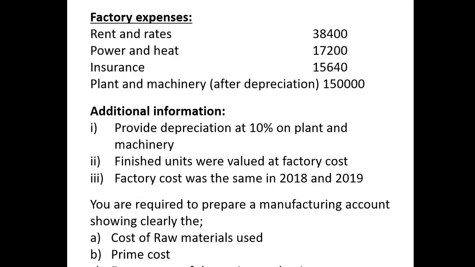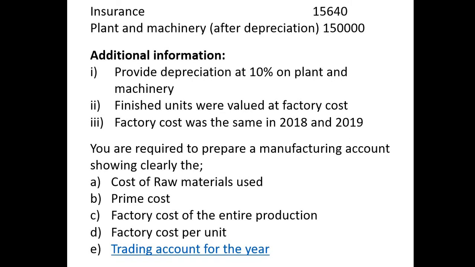The following were the factory expenses incurred. We had rent and rates amounting to 38,400. Power and heat amounted to 17,200. We had insurance amounted to 15,640. Plant and machinery after depreciation was 150,000. Additional information. Roman 1. Provide depreciation at 10% on plant and machinery. Roman 2. Finished units were valued at factory cost. Roman 3. Factory cost was the same in 2018 and 2019.